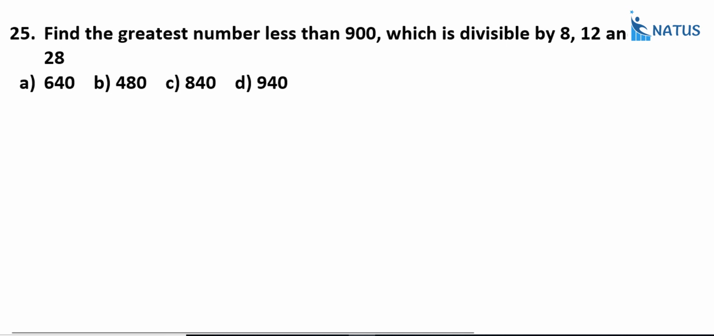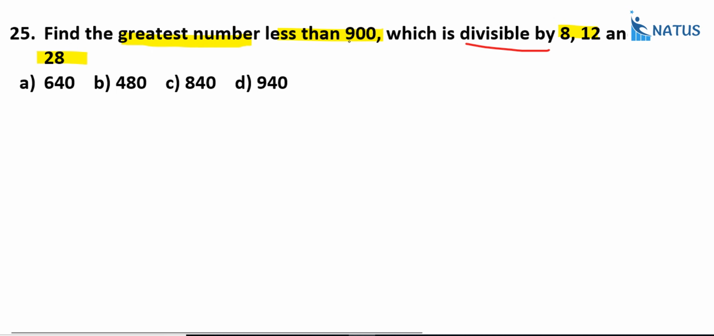Next one. Find the greatest number less than 900 which is divisible by 8, 12, and 28. What we require is the greatest number less than 900. This is a very important point. Generally people think that for the greatest number you apply HCF, and for the least number you apply LCM. That is not the way. Here the way is divisible by or divides. If it divides, then that is a factor. Divisible by means that is a multiple.